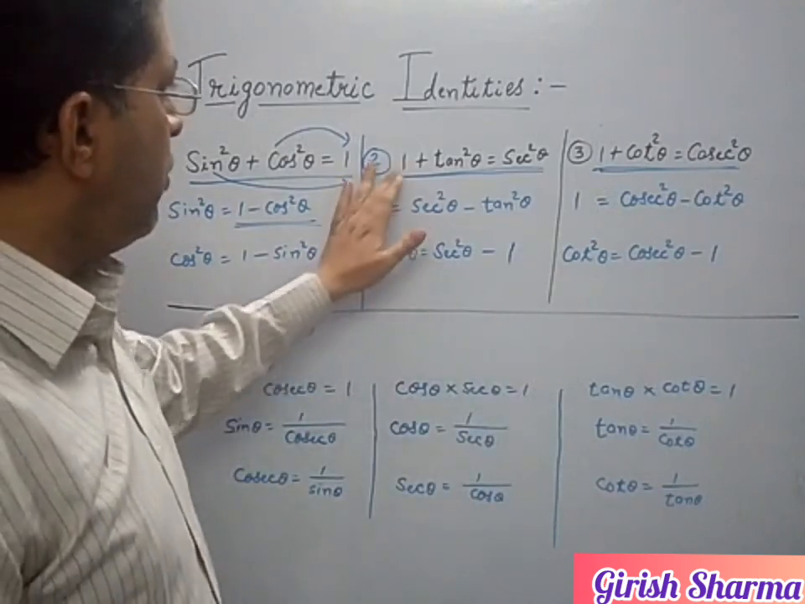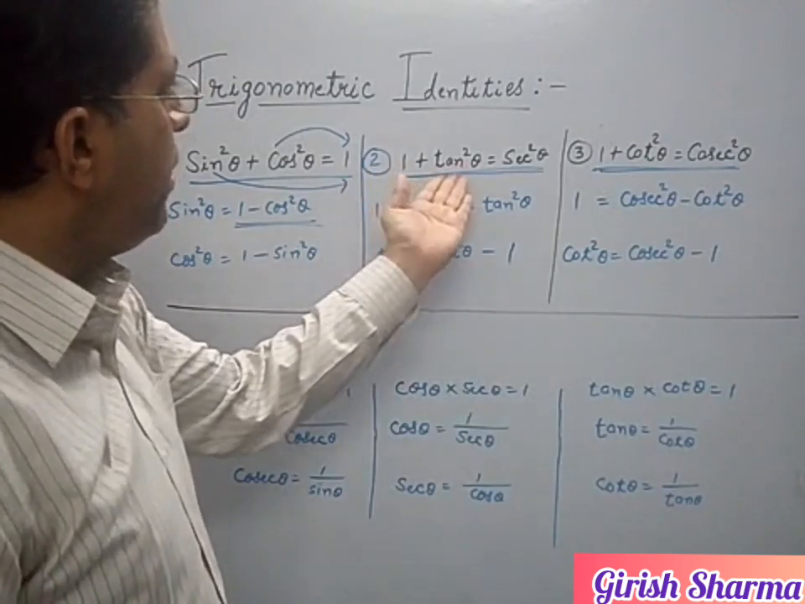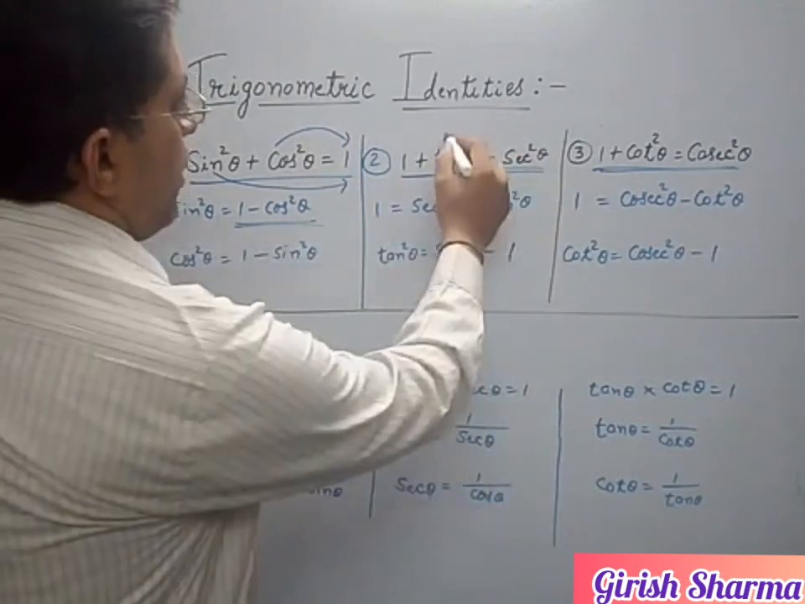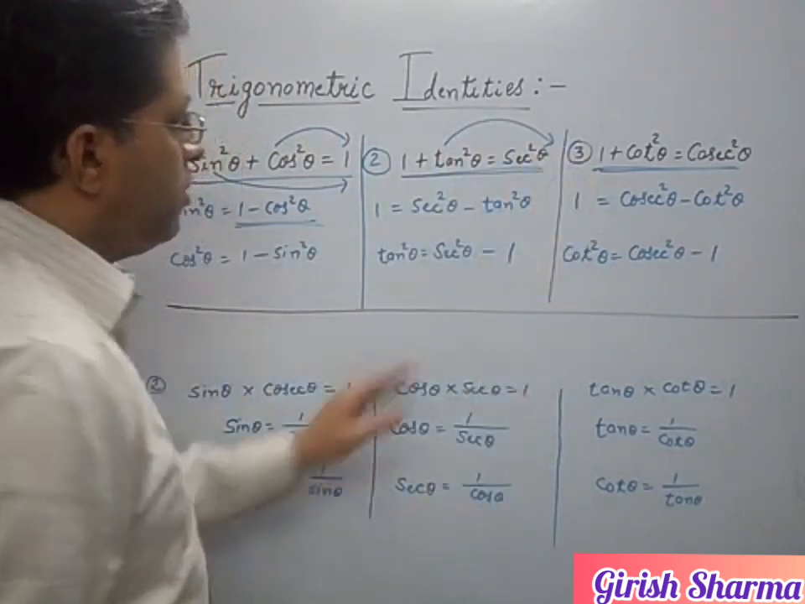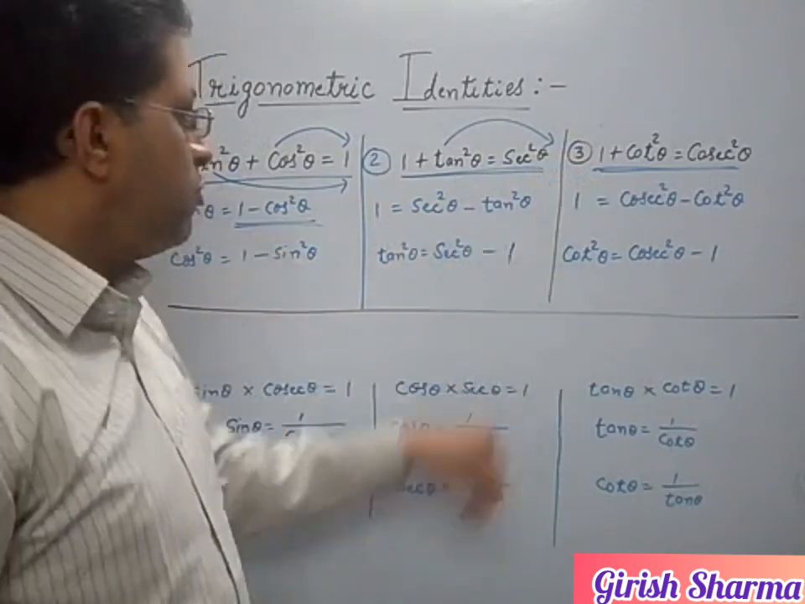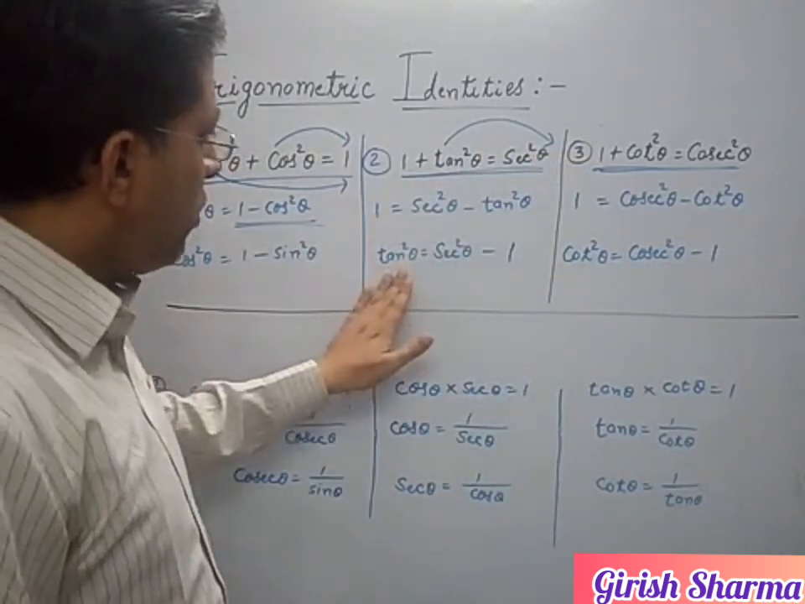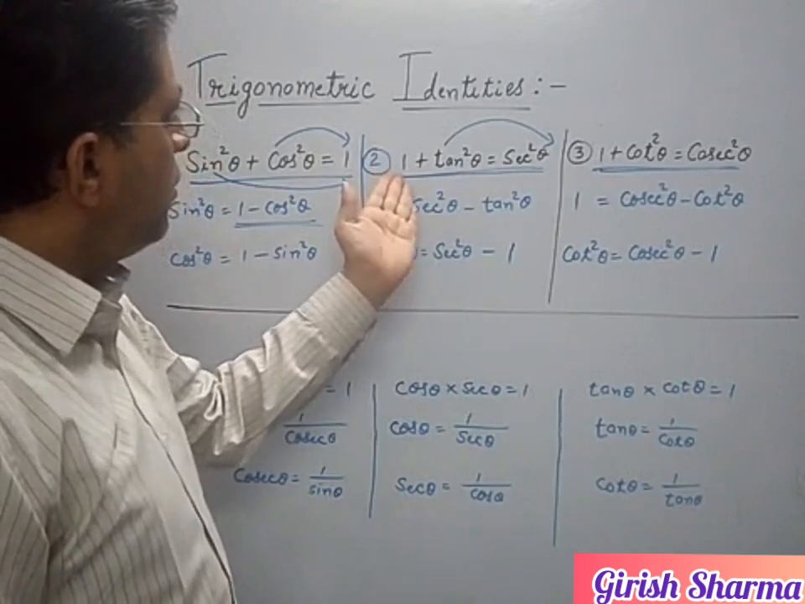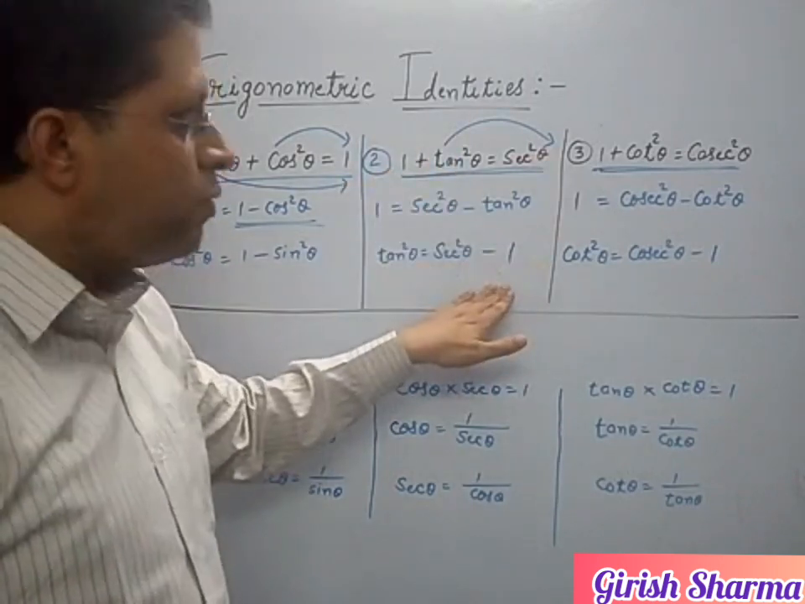Now, for 1 as it is, I am sending tan² θ to the other side. That is, 1 = sec² θ - tan² θ. If I keep tan² θ here, then tan² θ = sec² θ - 1.